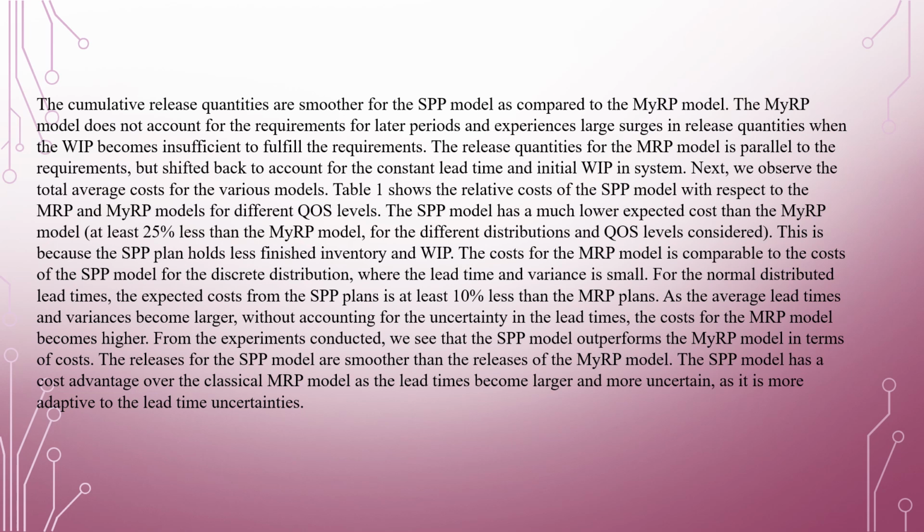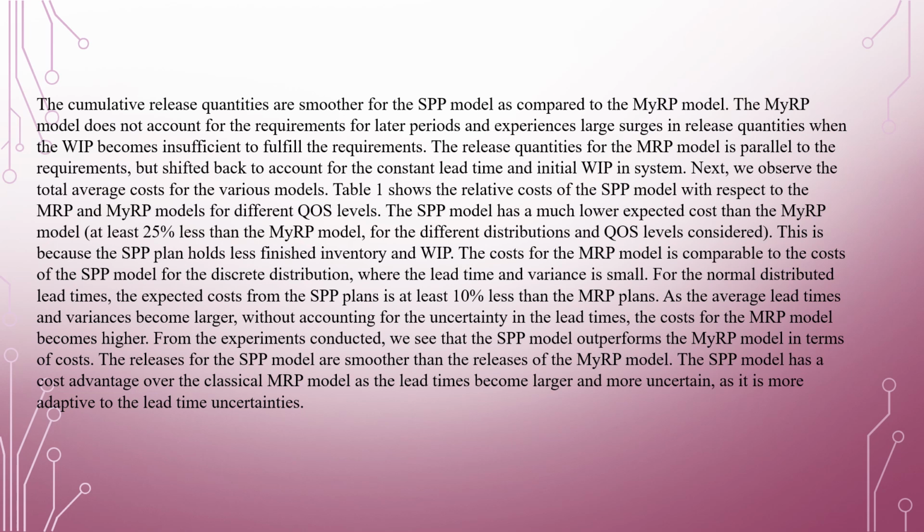Next, we observe the total average cost for various models. Table 1 shows the relative costs of the SPP model with respect to the MRP and MYRP models for different QoS levels. The SPP model has a much lower expected cost than the MYRP model, at least 25% less than the MYRP model for the different distributions and QoS levels considered. This is because the SPP plan holds less finished inventory and WIP.